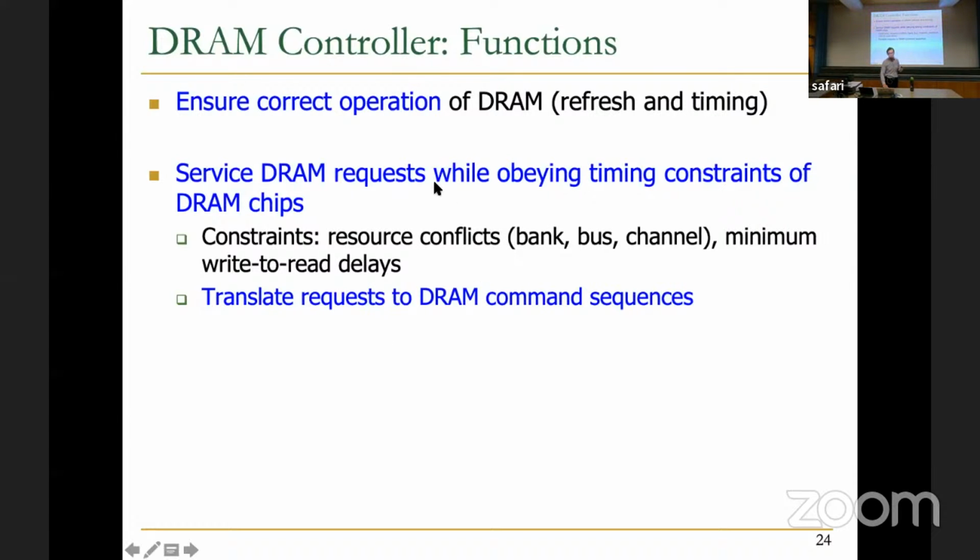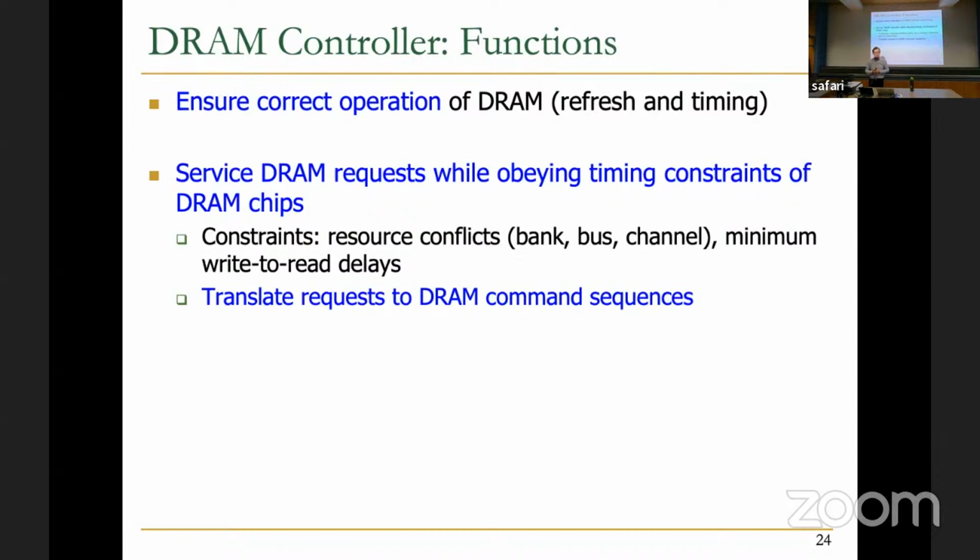Essentially, there are DRAM requests that are coming from all these sources, and you need to obey timing constraints of the DRAM chips. We've seen some of the timing constraints. We're going to see a little bit more to make sure that, again, things operate correctly. And to be able to do that, you need to take into account a lot of constraints, the timing constraints, essentially. This could be due to resource conflicts, like if two requests go to the same bank, you cannot send both of them at the same time, clearly, as we have seen.